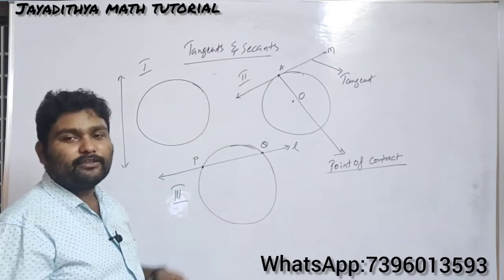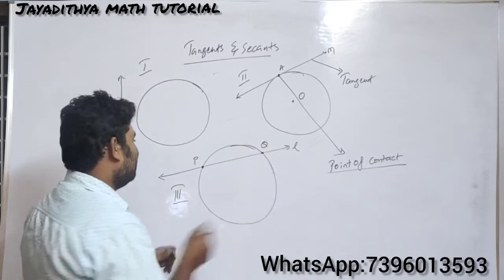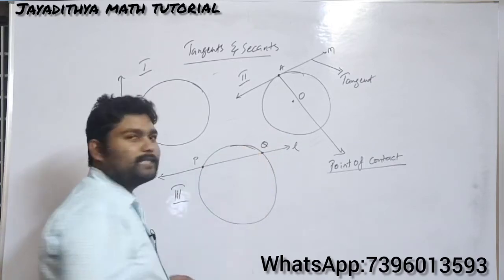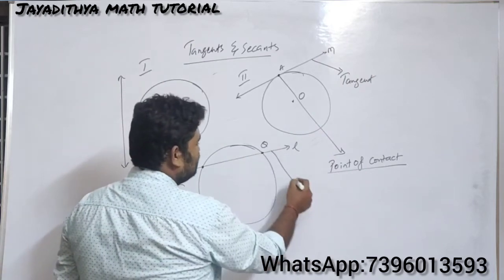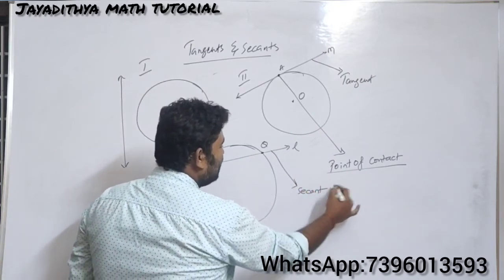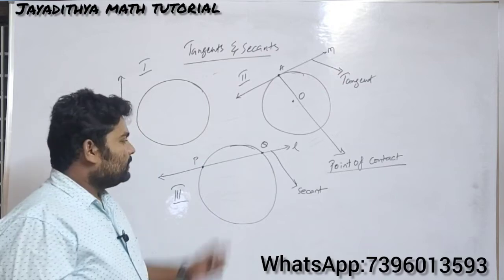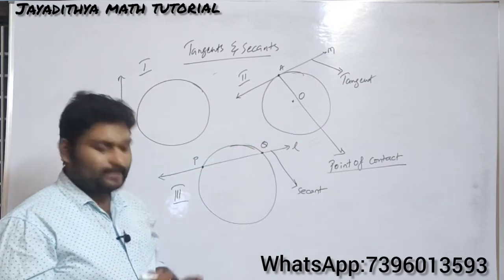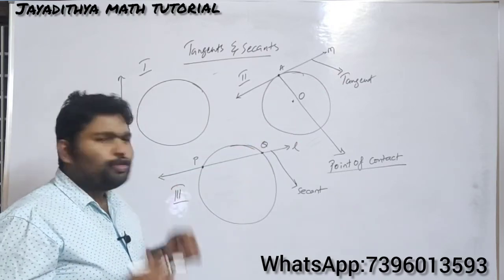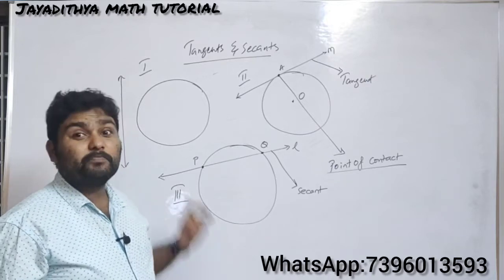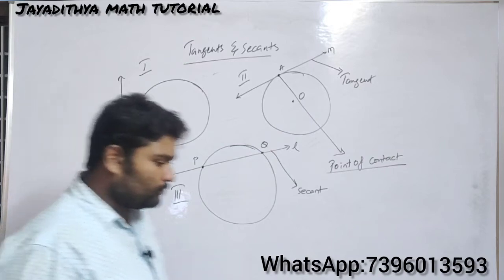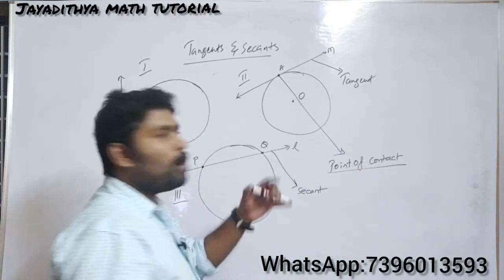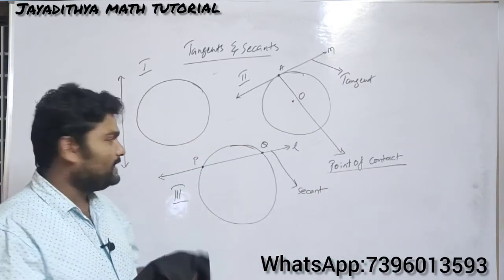Obviously this will be a secant. The line which cuts the circle at two different points is known as a secant. Clear? So that is the tangent and this is the secant. In this chapter you don't have many applications of secants, but there is a major role for tangents here. So you should focus more on tangents rather than secants.